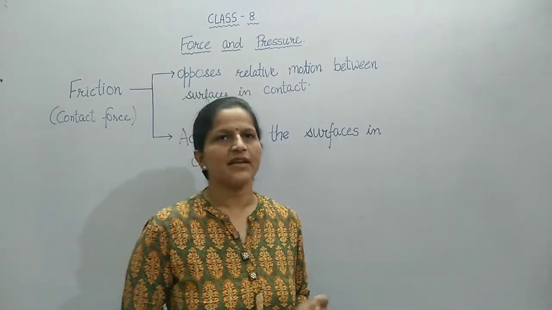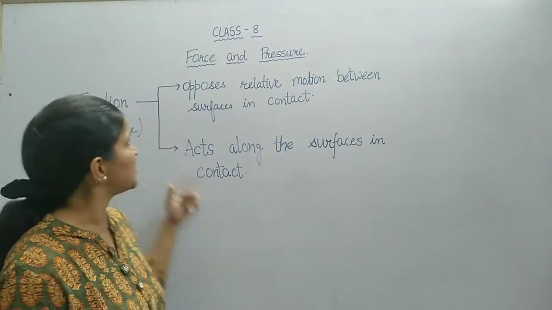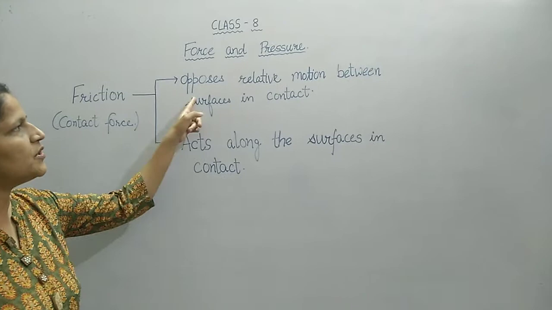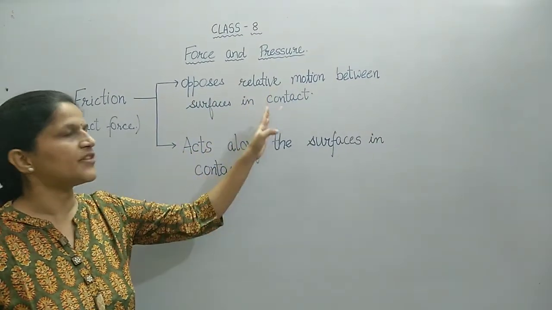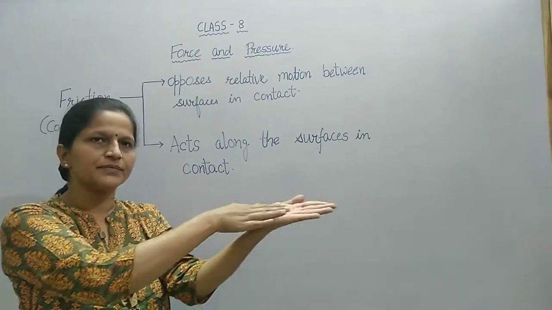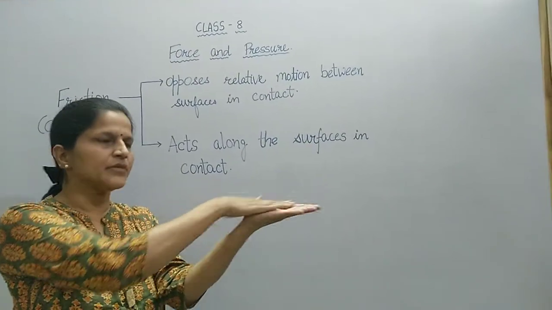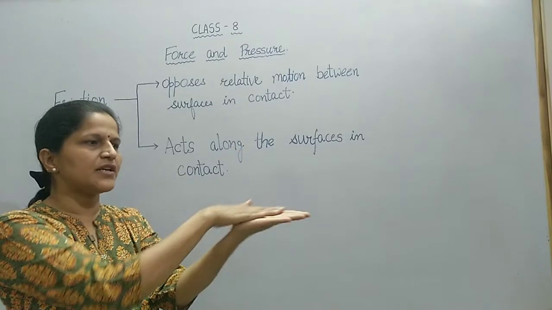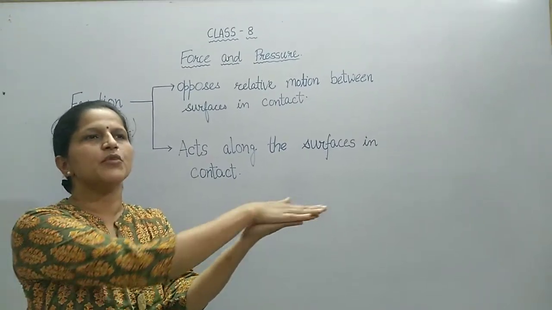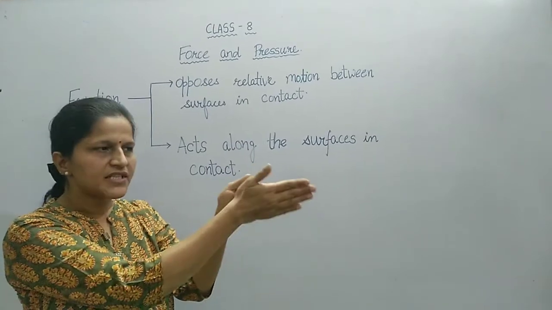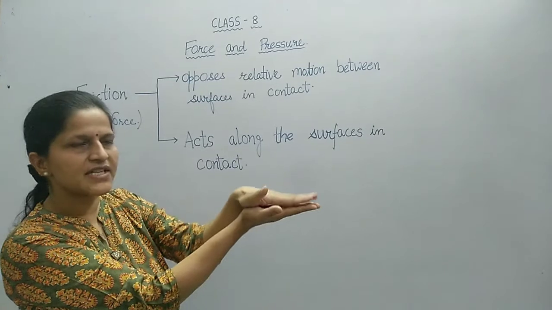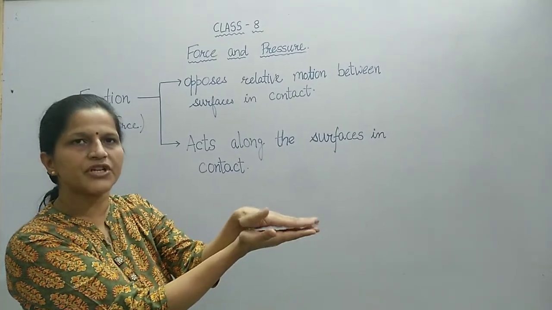So now let us see what is friction. Friction is yet another example of contact force which tends to oppose relative motion between the surfaces in contact. For example, when I rub my palms together, my upper palm or the right palm exerts an opposing force on the left palm and the left palm opposes the motion of the right palm. This force which opposes relative motion between the surfaces in contact is known as force of friction.